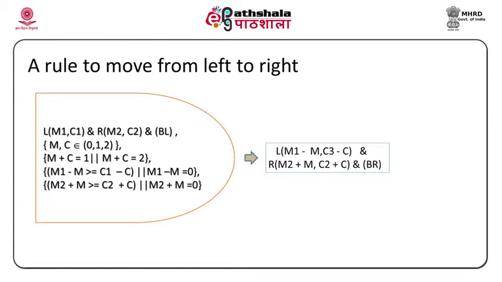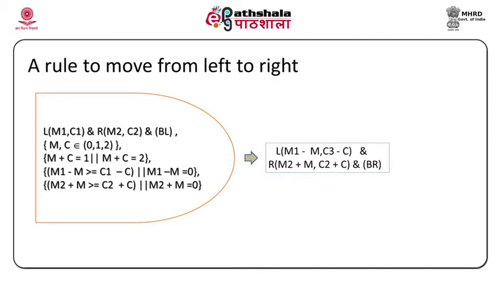If missionary is 1, cannibal can be 1 or 0. If missionary is 0, cannibal can be 1 or 2. Okay. Next one, M plus C can be 1, so one person can row the boat, or M plus C can be 2. So, either 1 or 2 persons can carry that boat.